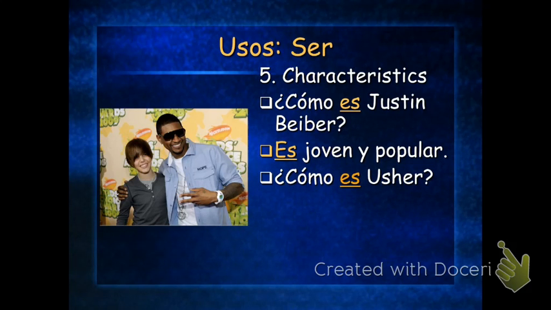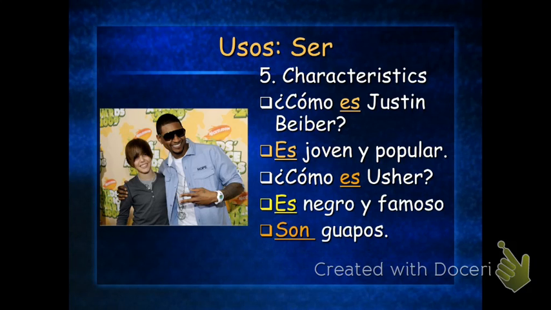¿Cómo es Usher? Again, es, what is he like? Describe him to me, is what you're saying when you say ¿Cómo es? ¿Cómo means how, so ¿Cómo es? How is Usher? But this how is Usher means what is he like? Describe him to me. Usher es negro y es famoso. And ellos son guapos. Usher y Justin son guapos. Again, we're talking about them, so we chose the es and the son. All of these are definite characteristics, so we're going to choose ser and not estar.